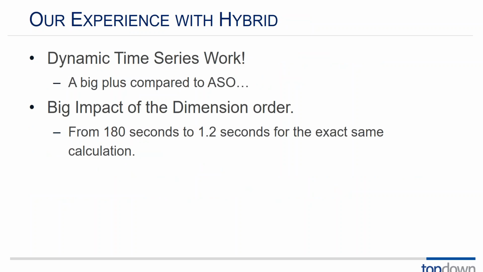Next slide. Wow. So another thing is that dynamic time series work with a hybrid. It's a big plus compared to ASO. If you have a very large hybrid application, you can have some performance issues. In this case, if you do some numbers with a calculation, like Jan is not good, but February YTD equals Jan plus Feb will work fine. I noticed some big performance differences because of the dimension order, like the same calculation went from 180 seconds to 1.2 seconds because that didn't have the correct dimension order, so just be careful with that.